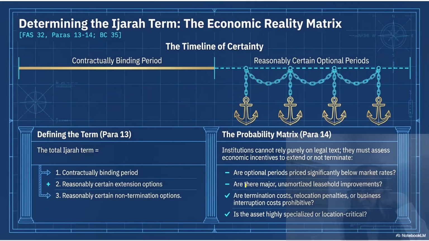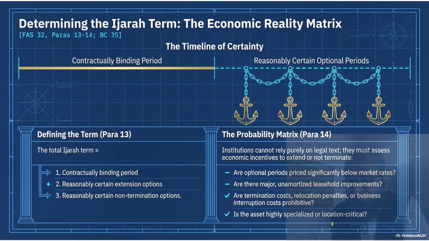Are there major unamortized leasehold improvements? If during the lease period, in the fourth year, there is a huge improvement in the value of the asset, maybe on the part of the lessee or the lessor, whoever owns that percentage, it means the asset is intended to be used further. It means the life is going to be extended. Are termination costs, relocation penalties, or business interruption costs prohibitive? If I terminate the lease, will it be too costly for my business? It means most likely I'm not going to terminate. So these are some of the factors.